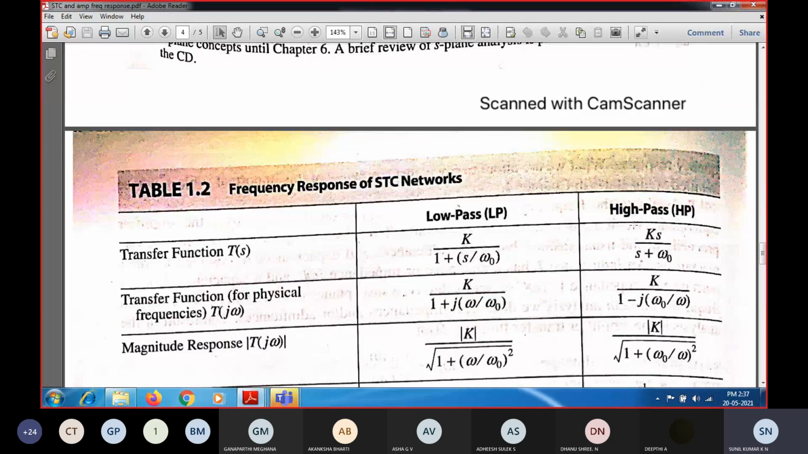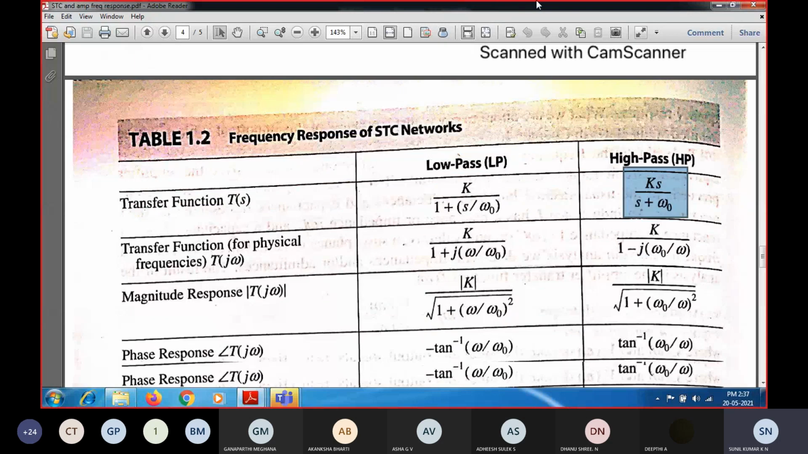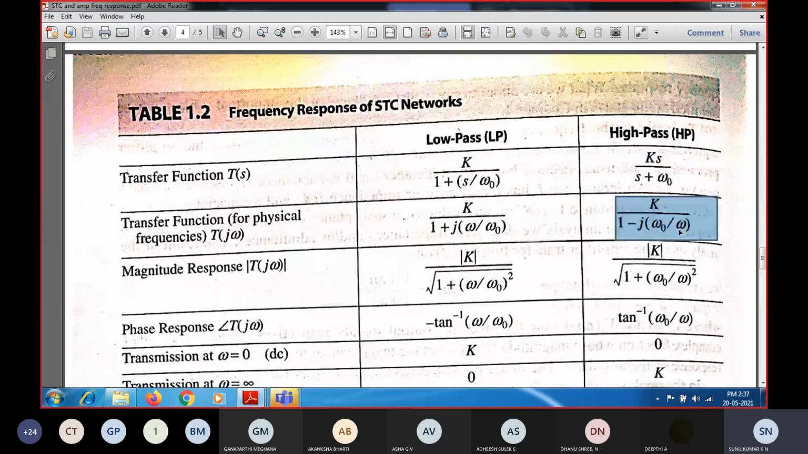So we can have the transfer function for the high pass type as this one. This is a transfer function using the complex frequency variable s. Now if I write it in terms of physical frequency, we need to substitute s as j omega, and you can substitute the value of omega starting from 0 to infinity. So you will get this as the transfer function for physical frequencies. Taking the magnitude, you will get k by square root of 1 plus omega naught by omega whole square. So that is the magnitude response.